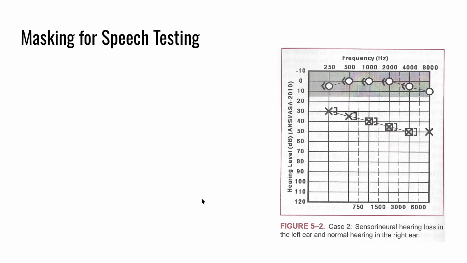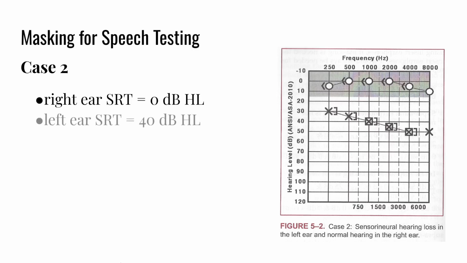Here's another case for masking for speech. We've got our right ear unmasked air conduction thresholds, our right ear unmasked bone conduction thresholds, our left ear unmasked and masked air conduction thresholds depending on the frequency, and our left masked bone conduction thresholds. So now we need to mask for speech. Case 2, do we need to mask for SRT? Our right ear SRT is 0 dBHL. Our left ear SRT is 40 dBHL.